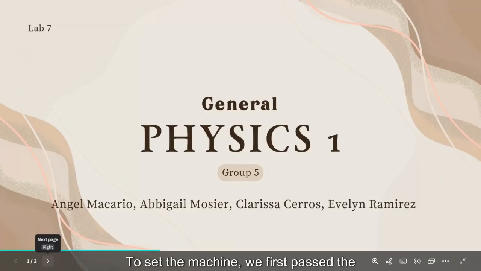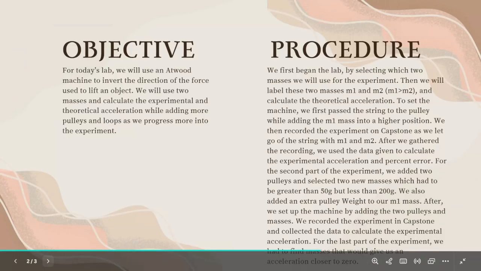To set the machine, we first pass the string over the pulley, while adding the M1 mass into a higher position. We then recorded the experiment on Capstone as we let go of the string with the M1 and M2 masses. After we gathered the recording, we used the data given to calculate the experimental acceleration and percent error.